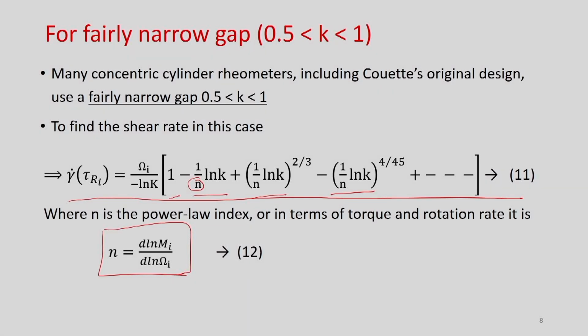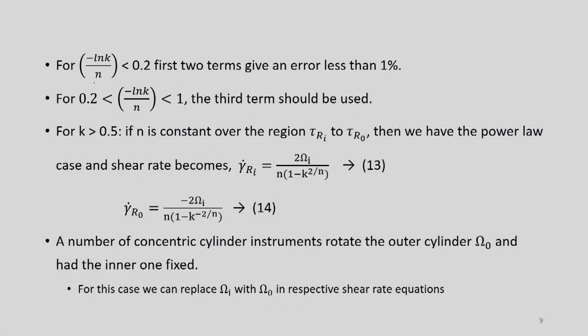Now, to be precise, in this Maclaurin series, which terms are negligible and which terms should be considered depends on the value of minus ln k by n. If minus ln k by n value is less than 0.2, then the first two terms give error less than 1%. So, one can avoid the higher terms, from the third term onwards. But if this minus ln k by n value is between 0.2 to 1, then the third term should also be added.